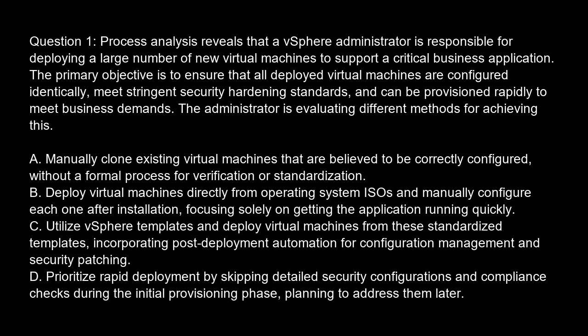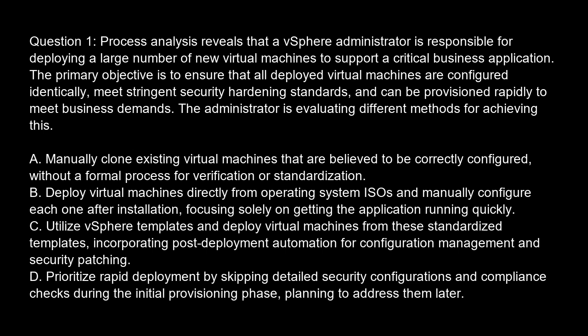Option A. Manually clone existing virtual machines that are believed to be correctly configured, without a formal process for verification or standardization. Option B. Deploy virtual machines directly from operating system ISOs and manually configure each one after installation, focusing solely on getting the application running quickly.